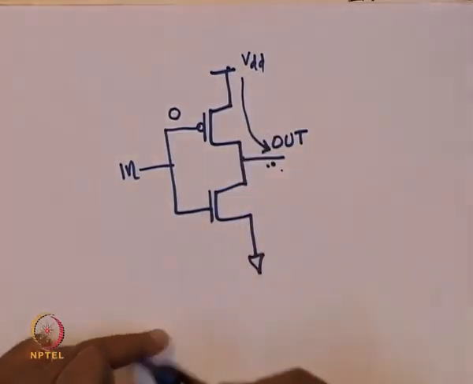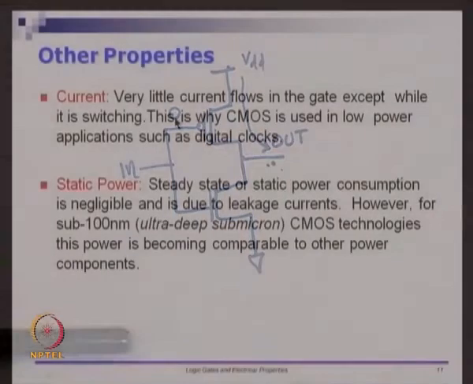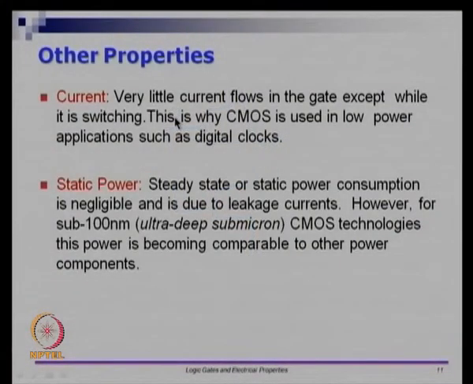So, this is what I meant when I, so let us get back to the slide. So, very little current flows in the gate except when the input is switching. So, if the input remains constant, then the output will switch from 1 to 0 or 0 to 1, and after that they will remain at that point. So, this is why CMOS is used in low power applications such as digital clocks and so on.